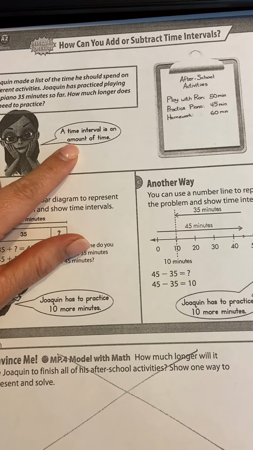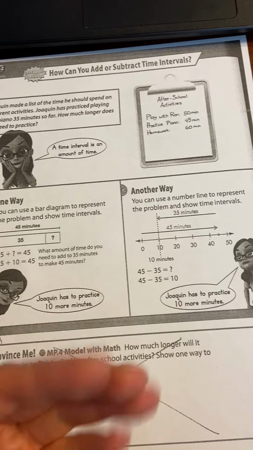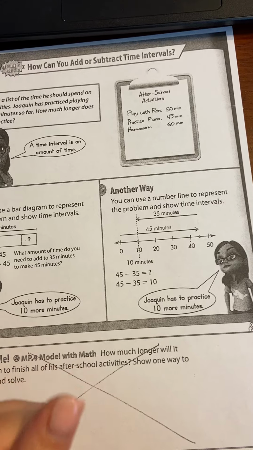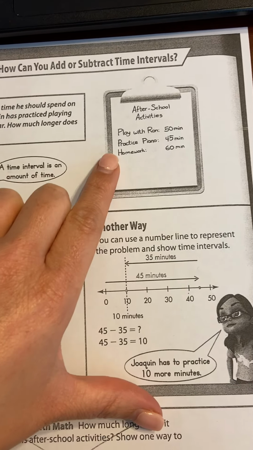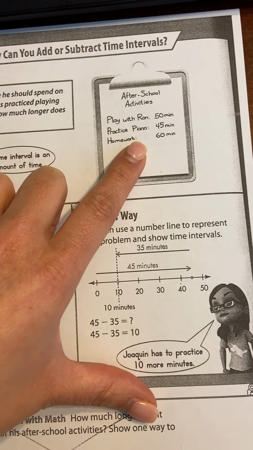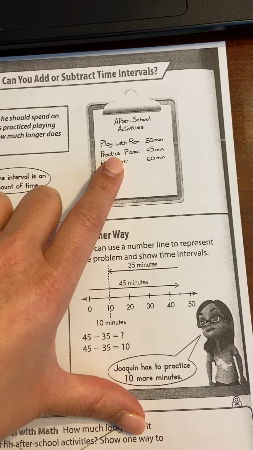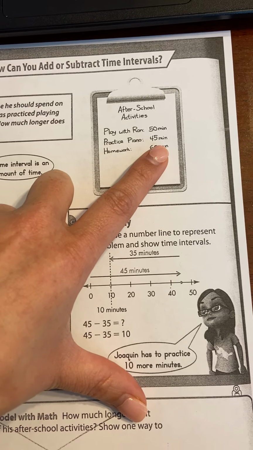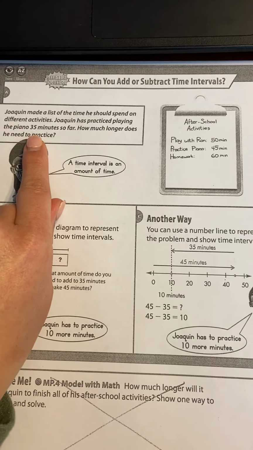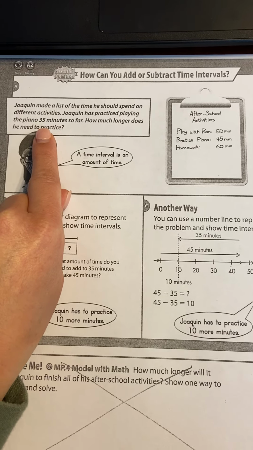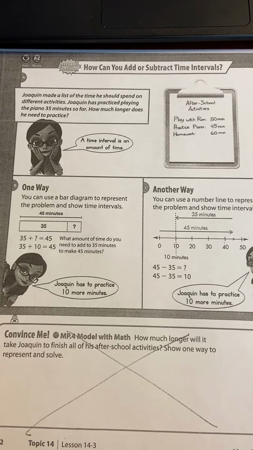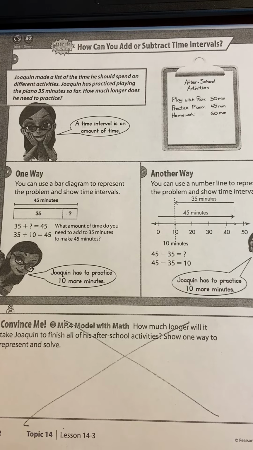A time interval is an amount of time. So that's how much time you're going to do something, okay? So it says he's going to play with Ron for 50 minutes. He's going to practice piano for 45 minutes, and he's going to do his homework for 60 minutes. So we know that his goal after school is to play piano for 45 minutes. We see that already he's practiced for 35 minutes. We need to know how much longer he needs to practice, how many more minutes. So we need to know the difference of time from 35 minutes to 45 minutes.